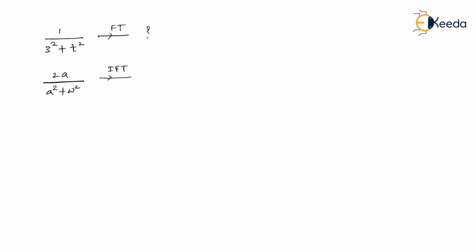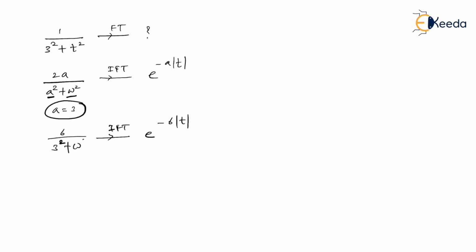has inverse Fourier transform as e to the power minus a mod of t. So this is a standard function. The value of a is equal to 3, so it is 3 square plus omega square. It has an inverse Fourier transform as e to the power minus 6 mod of t. Am I right? Further, if I don't want this 6 over here, because we have a numerator 1 over here, so it is 1 upon 3 square plus omega square has an inverse Fourier transform as 1 upon 6 e to the power minus 6 mod of t.